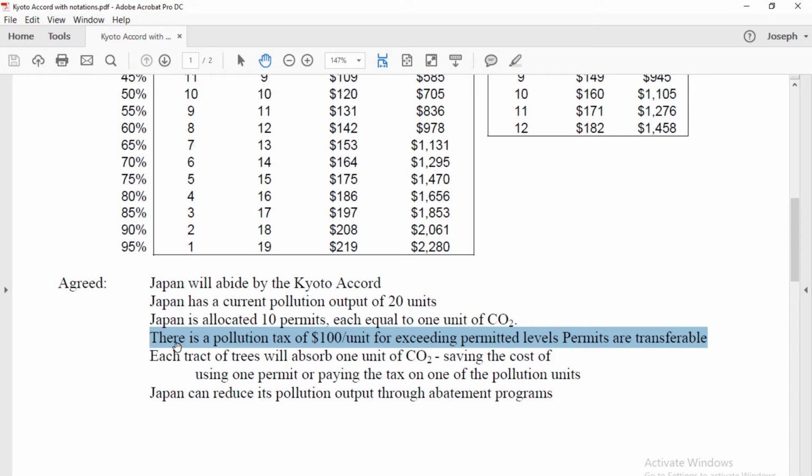Okay. So each tract of trees will absorb a unit of carbon dioxide, which saves the cost of using a permit or paying the tax on one of the pollution items. And Japan can reduce its pollution output through abatement programs, which you implied, but now it's said expressly. Hopefully this is making sense to you.